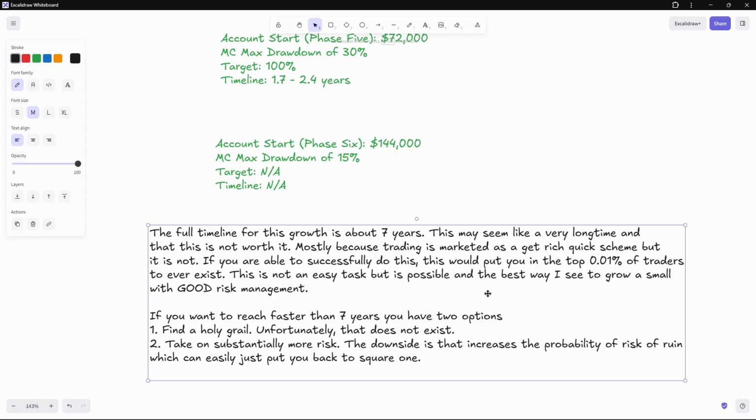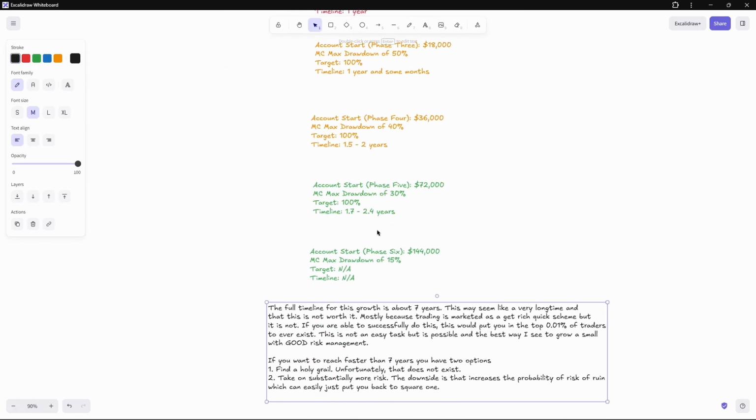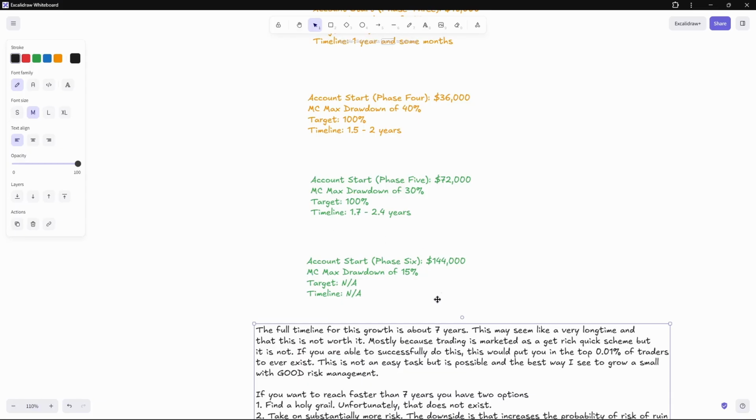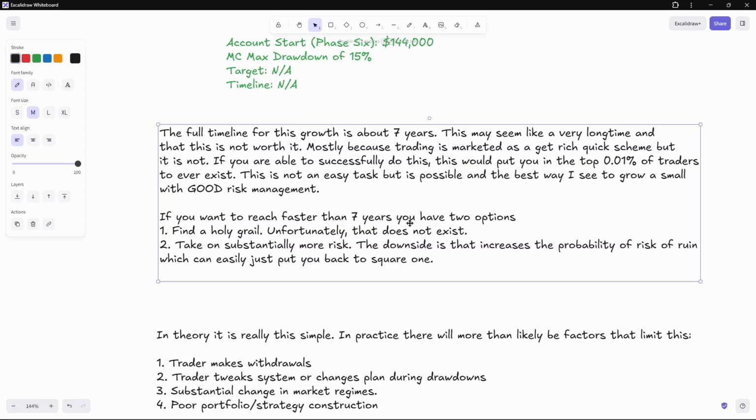And this is the best way I see to grow a small account with good risk management, or I would say rather the best risk management, because when you're starting out, this is very, very heavy risk management. But as your account size increases, you see that your risk management gets a lot better. So if you want to reach it faster than 7 years, so let's say you say 7 years is just way too long, I don't have the time to wait 7 years to grow my 3K account into over a $100,000 account.